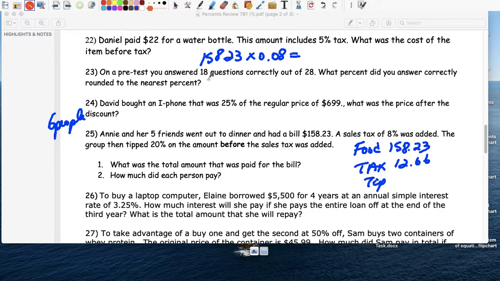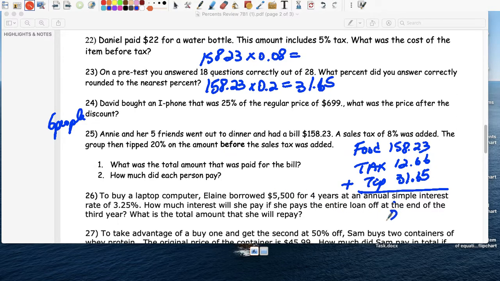Now we have to do the tip, 20%. Again, 158.23, because we base the tip on their food. So 158.23 times 0.2 gives us $31.65 rounded. So that's the tip. Okay, so you're done. Let's add up the whole thing: 158.23 plus 12.66 plus 31.65. My grand total for the ladies is $202.54.